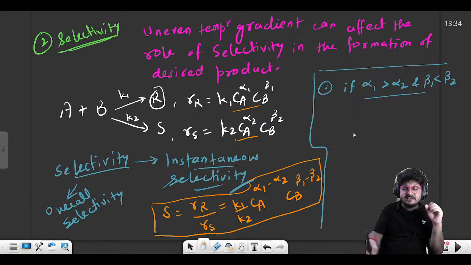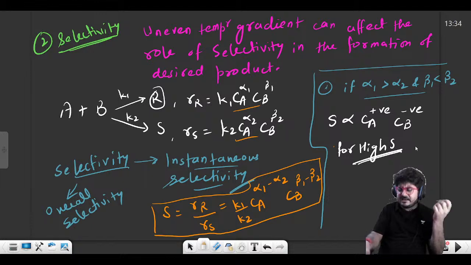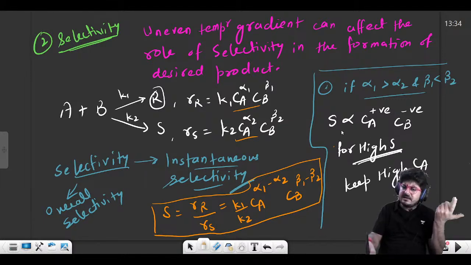So here you guys can see selectivity will be proportional to Ca power alpha 1 minus alpha 2, which means positive, and Cb power beta 1 minus beta 2 will be negative for this case. So here you can understand, for high selectivity, we have to keep high concentration of A, because if you increase Ca, selectivity will increase, and if you decrease Cb, selectivity will increase. So high Ca and low Cb we have to keep.